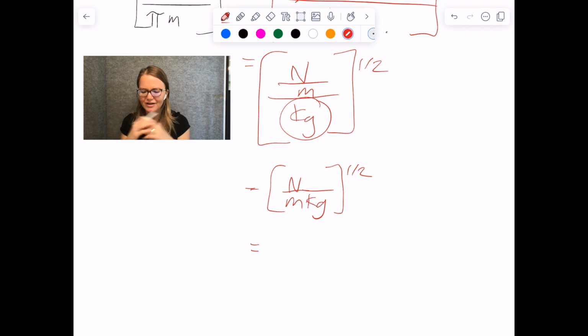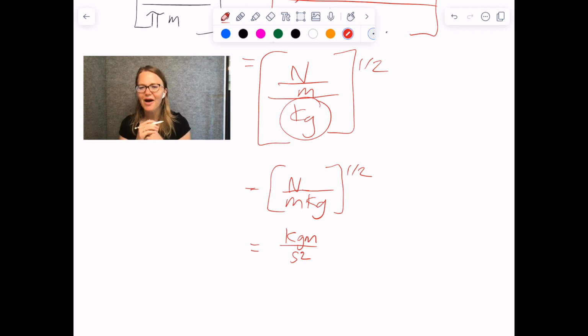Now, I don't like this. I've got newtons, meters, kilograms. I don't know where to go from here. Well, this is where knowing your unit conversions is super important. You need to know for the MCAT that 1 newton is equal to 1 kilogram meter divided by second squared. Okay, so 1 newton we said was equal to 1 kilogram meter divided by second squared.